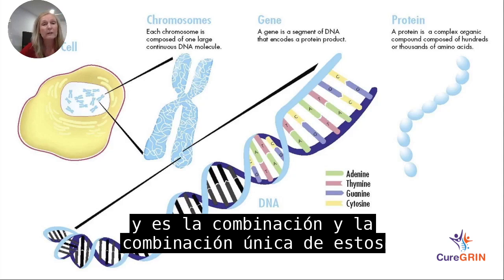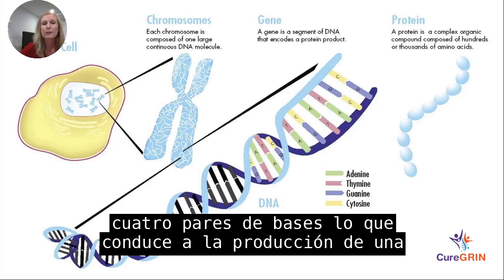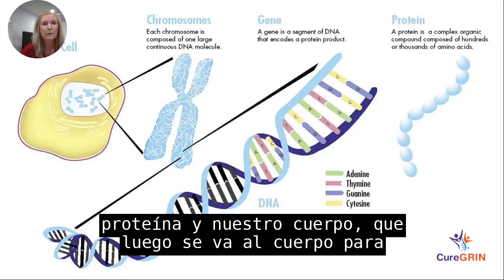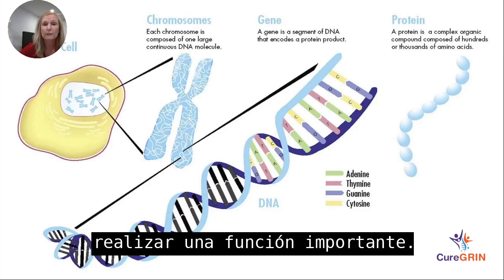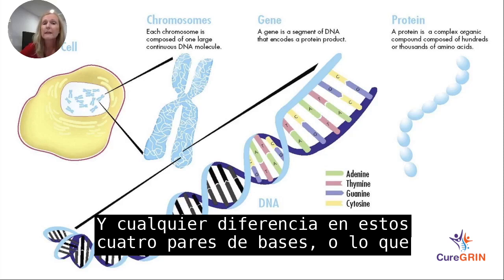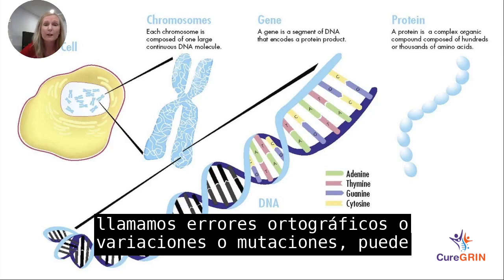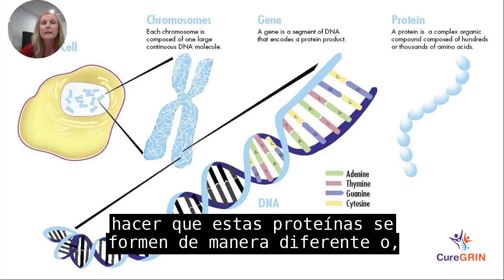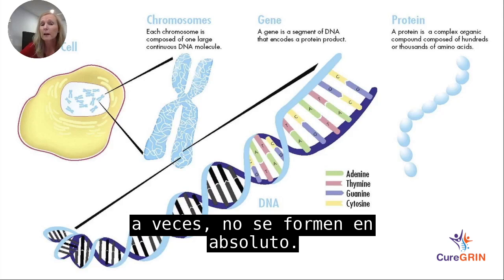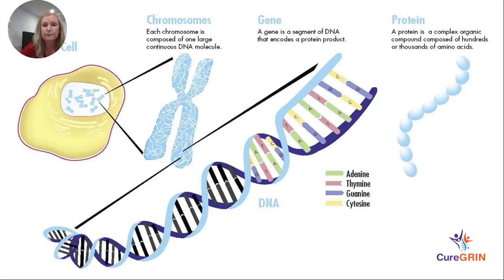It's the unique combination of these four base pairs that leads to the production of a protein in our bodies, which then goes off into the body to perform an important function. Any differences in these four base pairs, what we call spelling errors or variations or mutations, can cause these proteins to be formed differently or sometimes not at all.